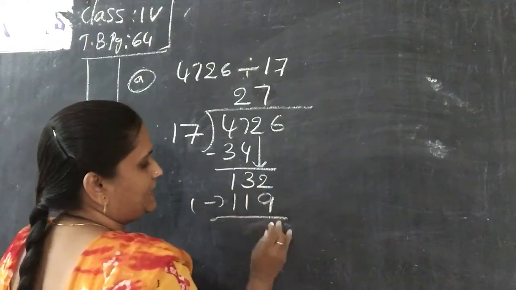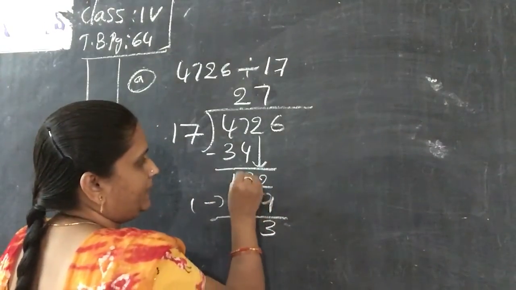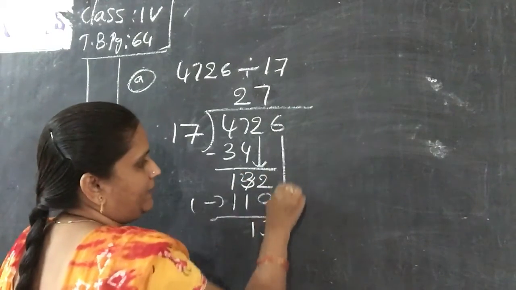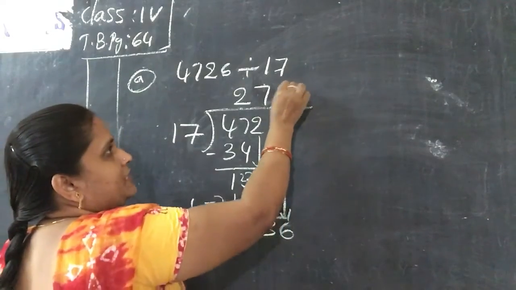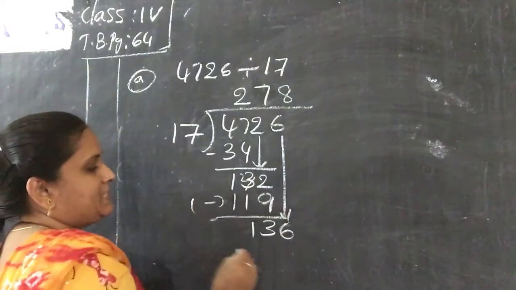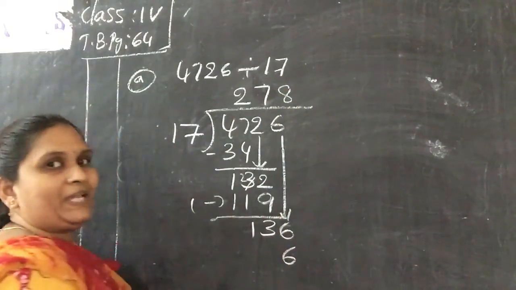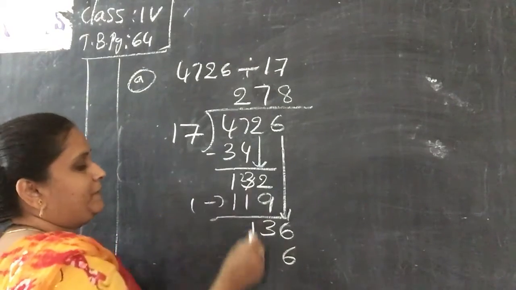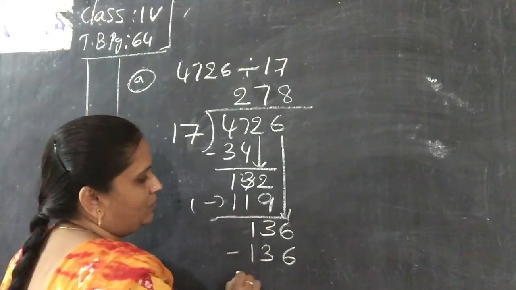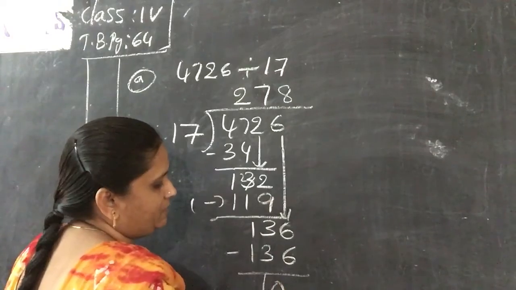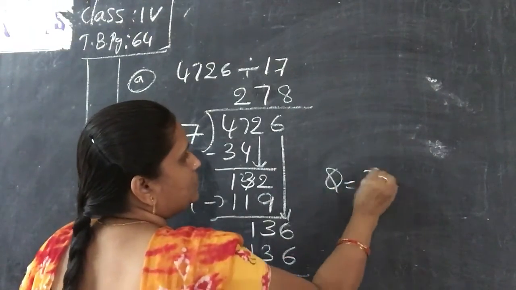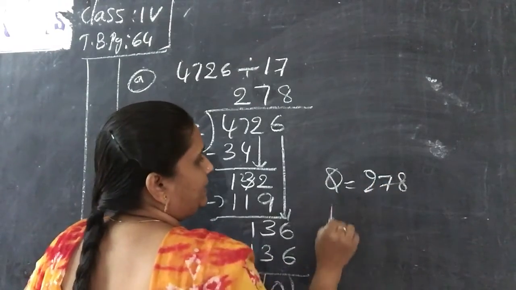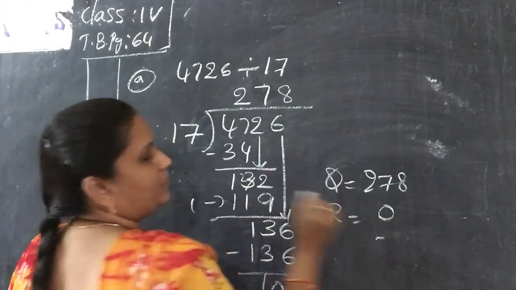Now do the subtraction. 12 minus 9 is equal to 3. 2 minus 1 is equal to 1. And bring down 6. 136. We'll check with 8 table. 8 7s are 56. 5 is the remainder. 8 1s are 8 plus 5 is equal to 13. 136 minus 136 is equal to 0. So quotient is equal to 278 and the remainder is equal to 0.